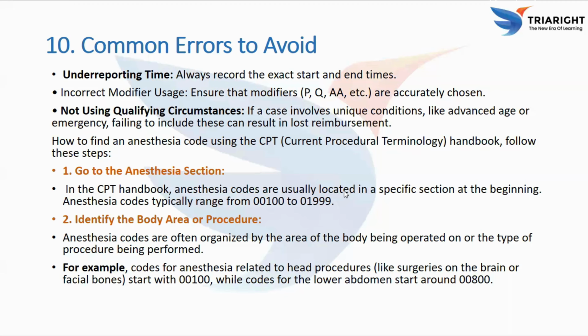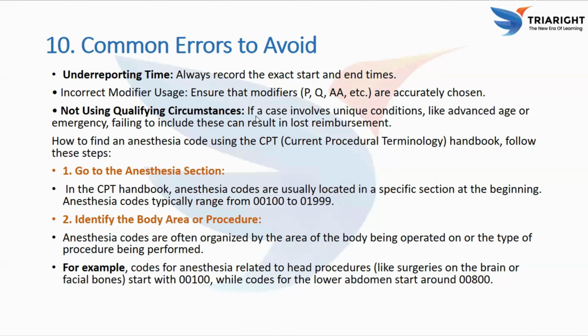So what is incorrect modifier usage? What does it mean? Using the wrong anesthesia modifier. Modifiers tell who provided the anesthesia and how they provided it. So what are the common anesthesia modifiers? AA, anesthesia by anesthesiologist. QK, medical direction of 2 to 4 CRNAs. QX, CRNA with medical direction. QY, anesthesiologist medically directing 1 CRNA. QZ, CRNA without medical direction. So using the wrong modifier gives claim denial or reduced payment.